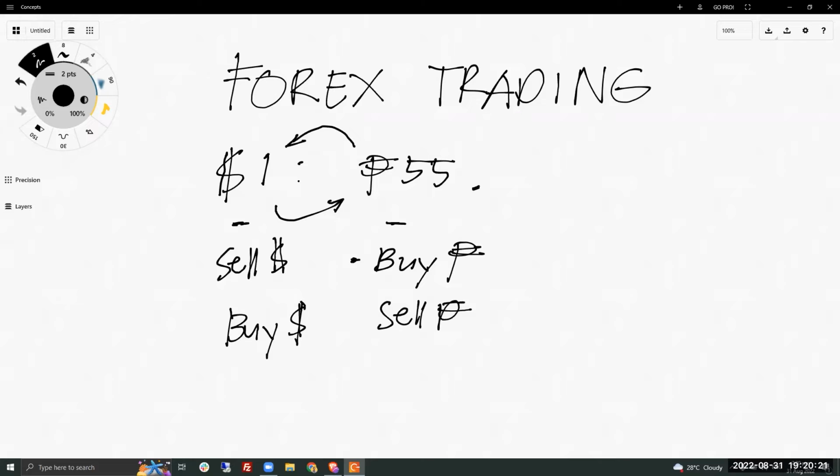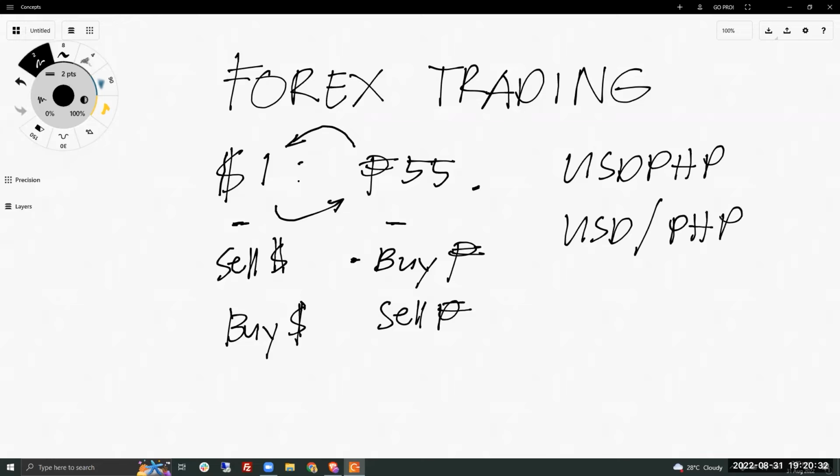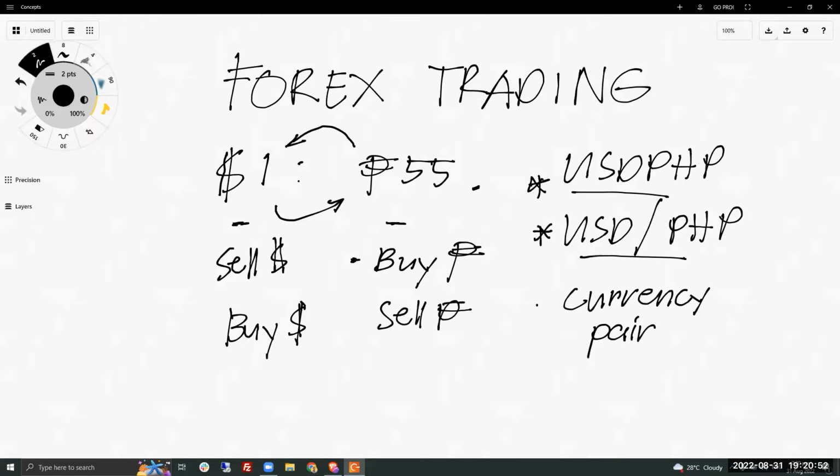Another way to write this down is ganitong format. USD, PHP. Sometimes makita nyo siya with a dash, USD-PHP. But regardless, this is the common format na ginagamit sa Forex trading. And this too is what you call a currency pair. It means there's two currencies paired up together. In this case, we have USD and we also have PHP paired up together to form an exchange rate.